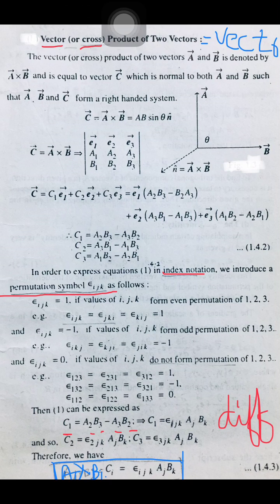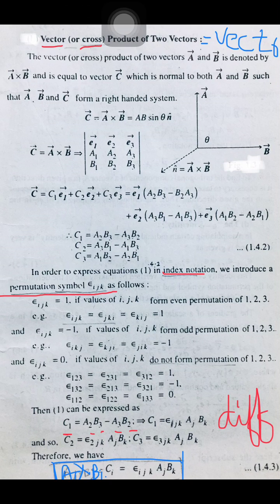Similarly C2 may be written as epsilon 2jk aj bk. Similarly, C3 may be written as epsilon 3jk aj bk. After giving the value, i should be fixed. In C3, i is 3. In C2, i is 2. In C1, i is 1.